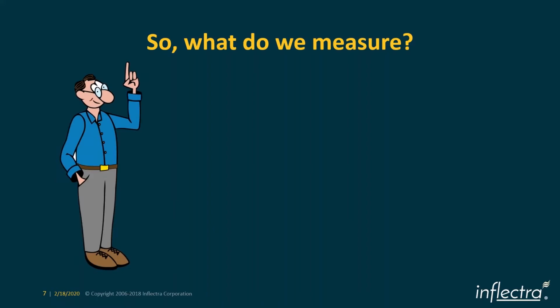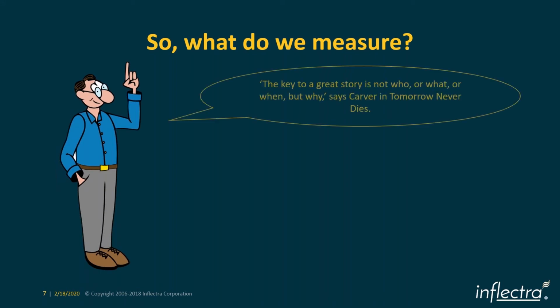So let's immediately start holding off for a few minutes and ask ourselves, why should we measure these critical pillars, right? In one of the James Bond movies, I'm a James Bond fan, I heard a good saying. Elliot Carver, who is the villain in Tomorrow Never Dies, said something like this: the key to a great story is not who or what or when, but why, right? And that's a very powerful statement for me because it really focuses on what we are trying to measure.